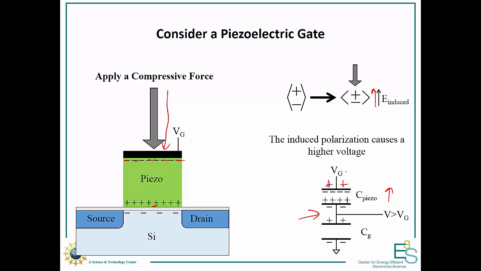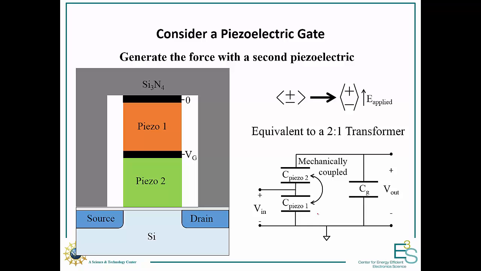So the question is, how do we squeeze the piezoelectric? To do that, we just put another piezoelectric on top. So then we apply voltage across here. This one expands, squeezes this piezoelectric, and then that gives us a higher voltage here. And if everything were ideal and there were no losses, we would ideally have a 2-to-1 transformer. It's a promising technology, but right now it's just an idea that has a lot of fabrication challenges and a lot of practical challenges.